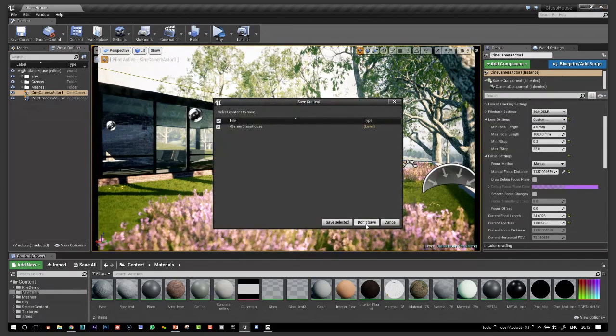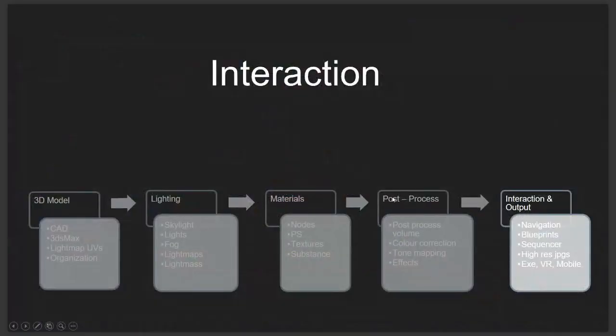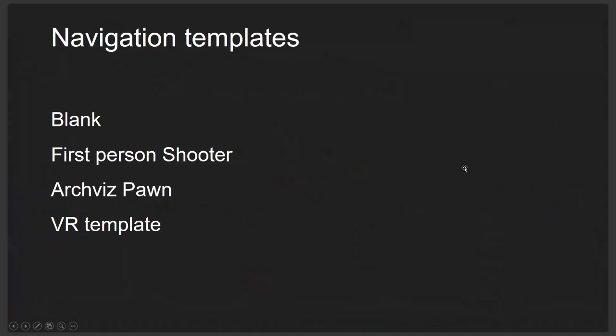Right, so quickly, nearly finished. Going back to my PowerPoint, very quickly, interaction and output. I realize I've put an enormous subject into just a few minutes at the end, but for navigation, I use a blank template and import whatever template I want afterwards, but do work with a VR template if we are doing VR. That works very well. And then the first person template, if you want to walk around. There is an ArcViz solution here that I haven't worked out in great detail, but the first person shooter is what a lot of people use.